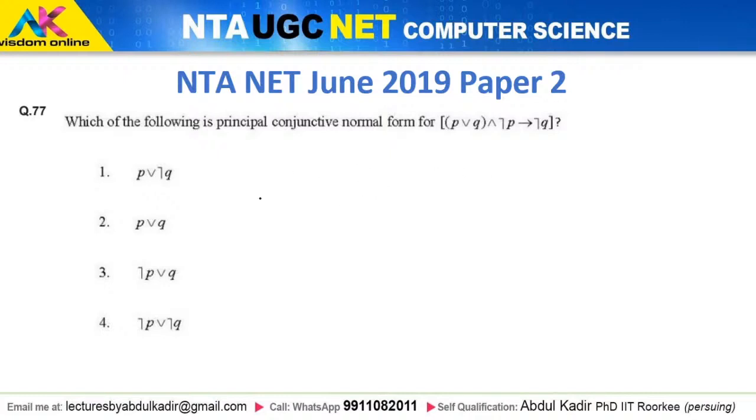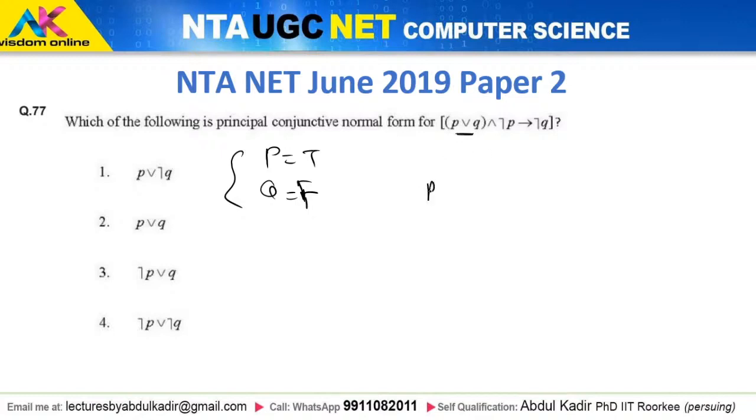What you do, you eliminate the options. The best method in the exam would be to eliminate the options. Take P equal to true, Q equal to false. Randomly take anything and just eliminate the options. So this P or Q will become true.